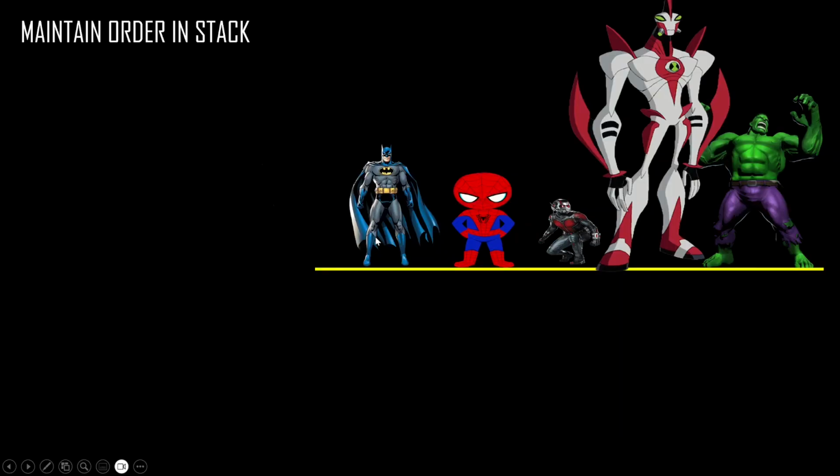So here you can see several superheroes: Batman, Spider-Man, Ant-Man, who is the shortest of them all, and if you have watched Ben 10, then that's Way Big and Hulk. By looking at this, we can obviously say that Way Big is the highest. But let's assume there are thousands of buildings. Finding it will be very difficult. But using a monotonic stack, it's pretty easy. Let's see how to do that.